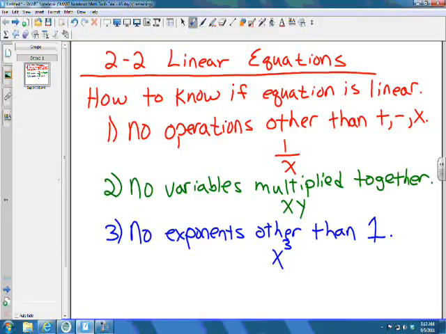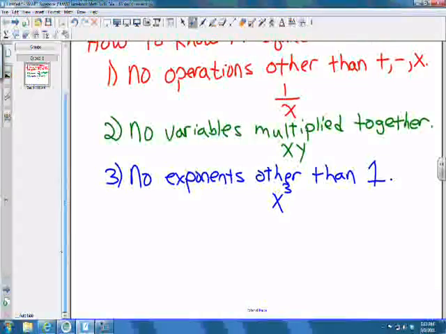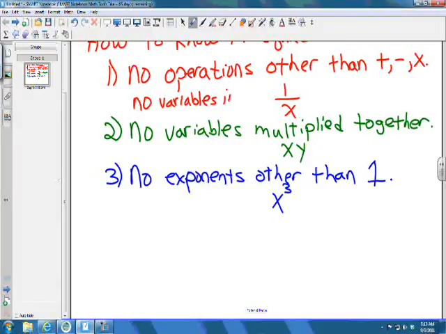Okay, so those are the things you've got to check and make sure of. Another way you could remember that, no operations other than add, subtract, and multiply, would be no variables in the denominator. So I guess you could either include that one there or make it a fourth one either way. But those are the things you've got to check.